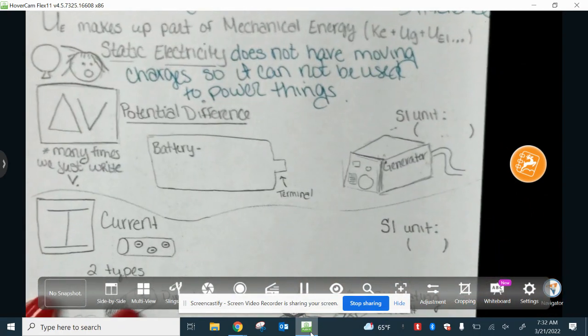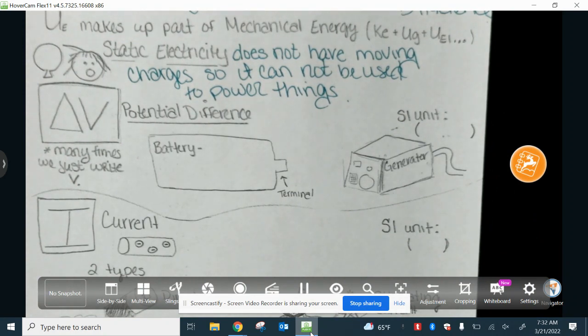So static electricity does not have moving charges, so it cannot be used to power things.